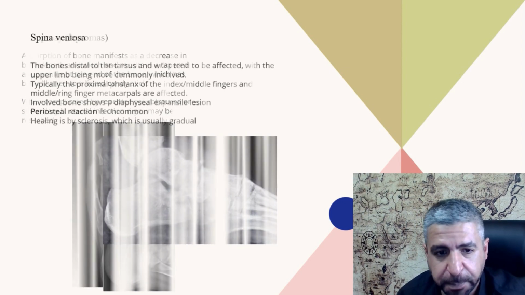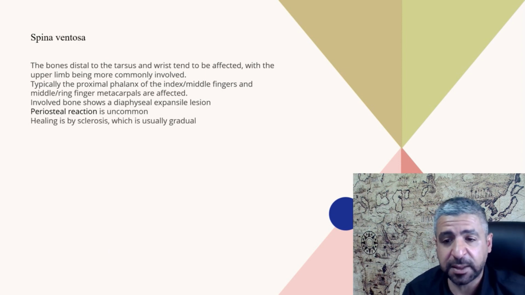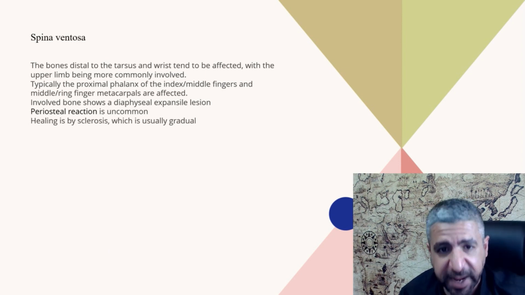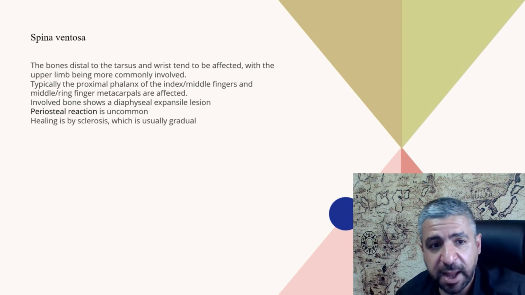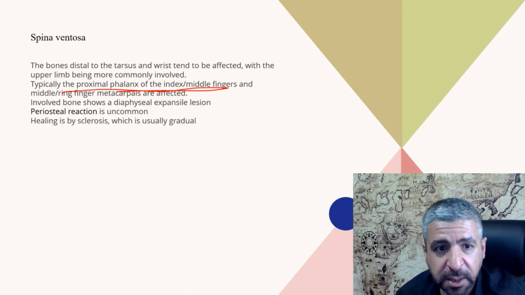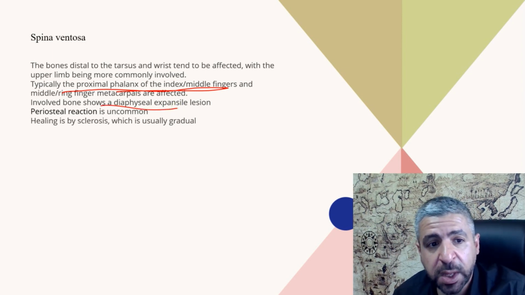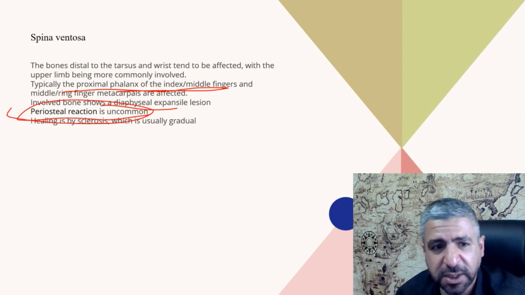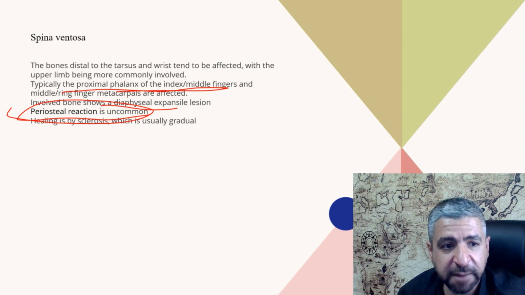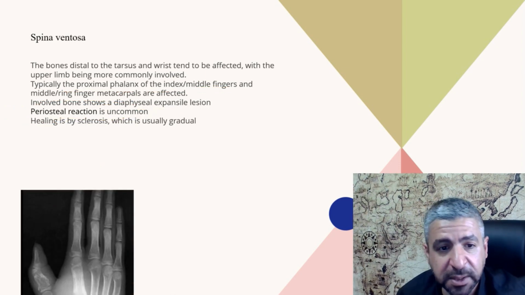Again, you can see this appearance here, and here, due to bone involvement, which was a case of leprosy. The other possibility is spina ventosa. Spina ventosa is basically TB dactylitis, TB of the fingers. It more commonly affects the proximal phalanx of the index and middle fingers, and there is diaphyseal expansion with, uncommonly, a periosteal reaction. Periosteal reaction is not very common in spina ventosa cases, and usually they heal by sclerosis, which happens gradually.